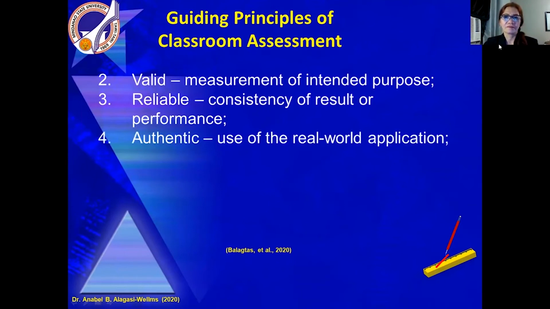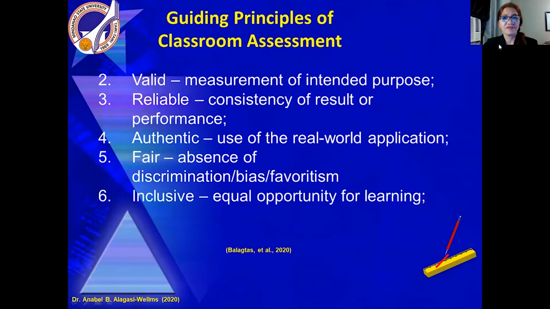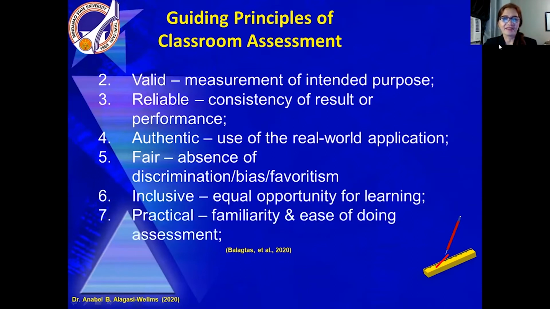Authentic. Your test must be authentic. You have to use real-world application of the test, and then it should be fair. There should be no discrimination, no bias, no favoritism in your test. It should be fair, and then it should be inclusive. You should give equal opportunity for learning. Practical, the familiarity and ease of doing assessment, it should be practical. You don't give a test online if the students do not have computers, if they do not have access to the internet. That's according to Balagtas 2020.